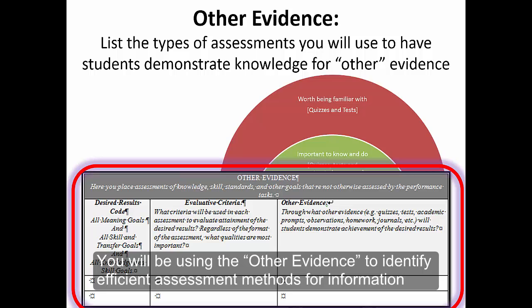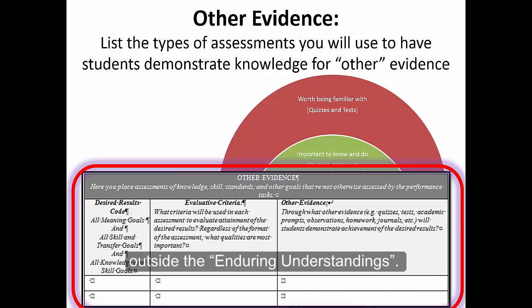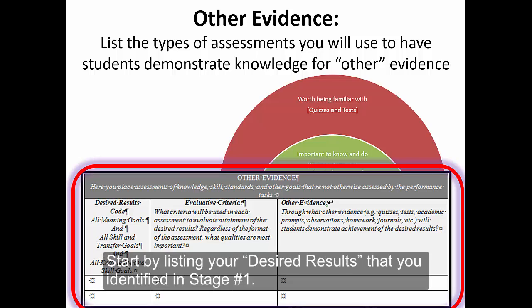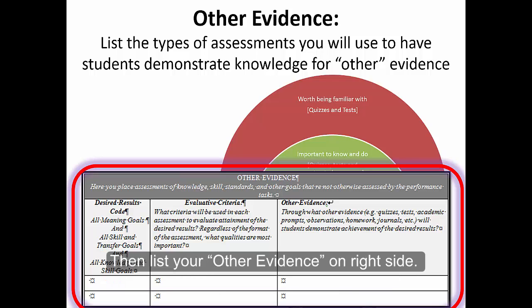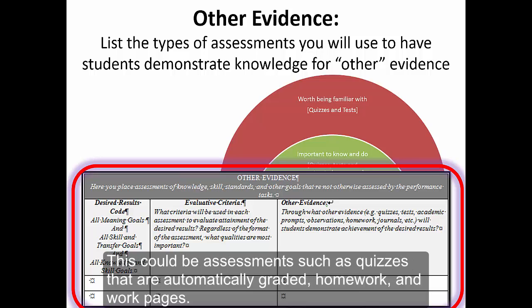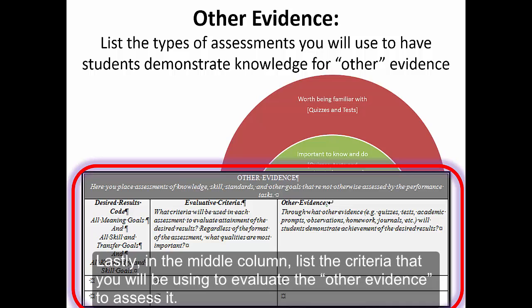You will be using the other evidence area to identify efficient assessment methods for information outside of the enduring understandings area. Start by listing your desired results that you identified in Stage 1, then list your other evidence on the right side. This could be assessments such as quizzes that are automatically graded, homework, and work pages. Lastly, in the middle column, list the criteria that you will be using to evaluate the other evidence to assess it.